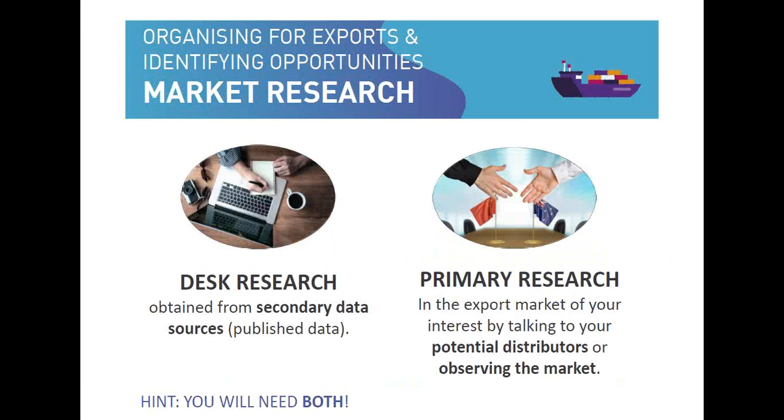There are two types of research you need to know. A preliminary desk research, where you can obtain the data from secondary information sources. This is published data. And primary research, which you conduct in the export market of your interest by talking to your potential distributors or observing the market. Primary data is specific, it is relevant, it is current. However, it can be costly as you have to go in market to obtain this data, and time is required to facilitate. Observations and surveys are the most common methods to obtain primary data.